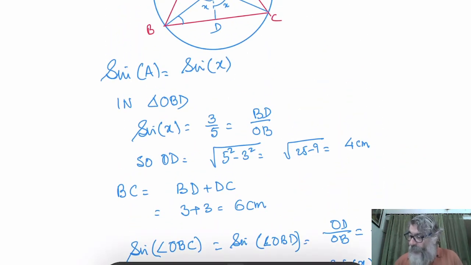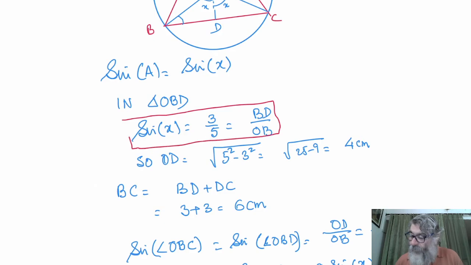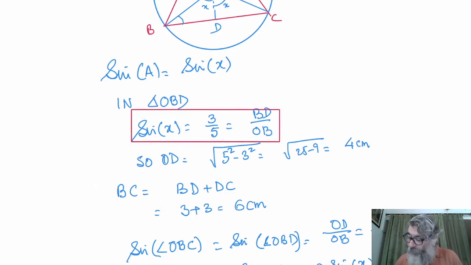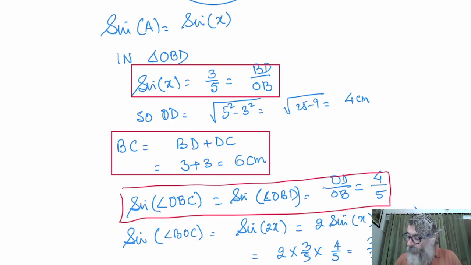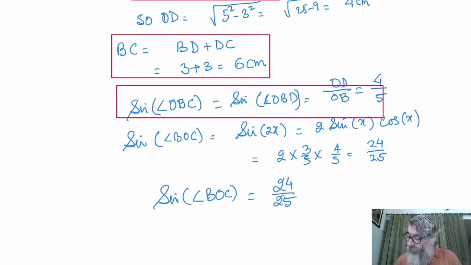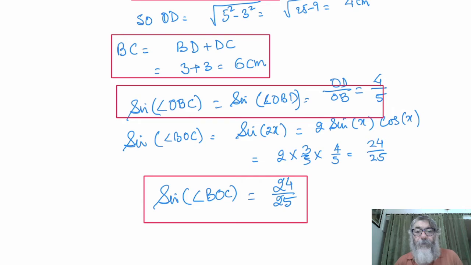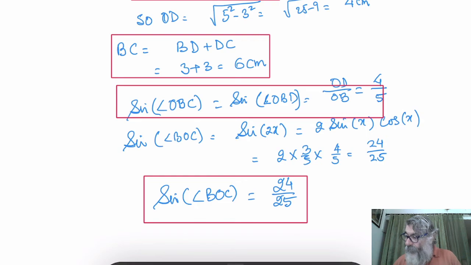Let me first recap. I had to calculate sine of the angle. It was given, so we got this. From this we calculated BC. Then we had to calculate sine of angle BOC, which we calculated as this. So we've got these things that we wanted to calculate. Now let us see what else he wants.